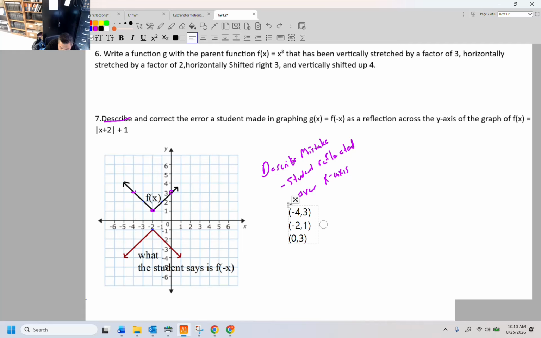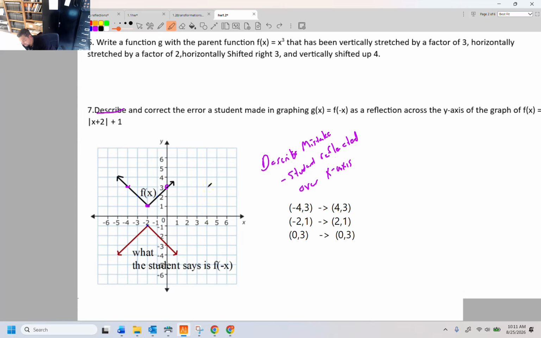And the rule on these is just change the sign on x. So 0, 3 still becomes 0, 3. It doesn't go anywhere. Negative 2, 1 becomes positive 2, 1. We just change the sign on x. And then negative 4, 3 becomes positive 4, 3. And then those are the points we plot. So right 4 rise 3 is now a point. Did not mean to do my highlighter there, sorry about that. Right 4 rise 3, right 2 rise 1, 0, 3. This is what the thing should look like. It says describe and correct, right? So make sure you correct.